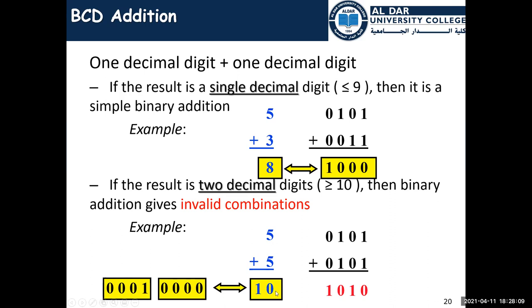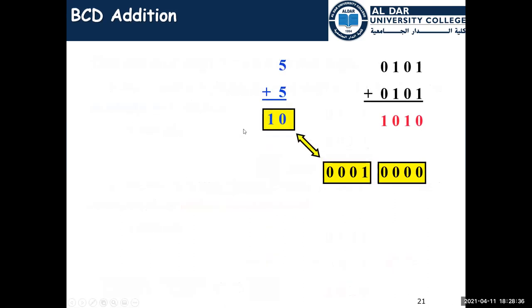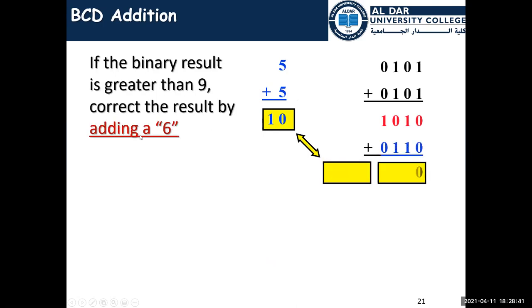What is the correction? We cannot display the 10 on just one display, so we have to use two 7-segment displays. It is not right to show 1 and 0 as raw binary like this, because 10 is not one digit, it is two digits. How do we do that? We have to make a correction, adding 6. So you add 6 to the result.